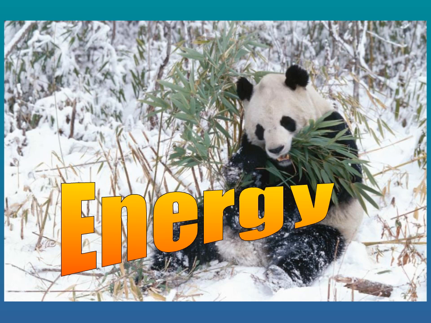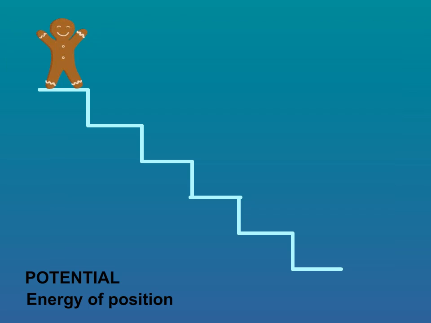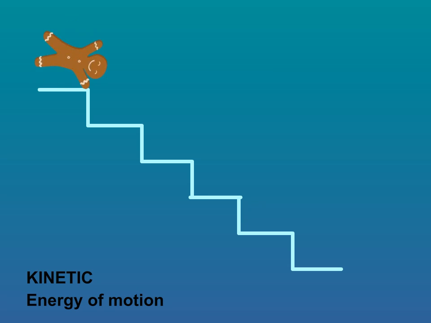The definition of energy is the capacity to do work or supply heat. And there are 2 main types of energy. Potential energy is the energy of position. The gingerbread man at the top of the stairs has potential energy because gravity is trying to pull him down to a lower position. Kinetic energy is the energy of motion. When the gingerbread man falls down the stairs, he is in motion. The stored potential energy is now put to use to send him plummeting down the stairs.